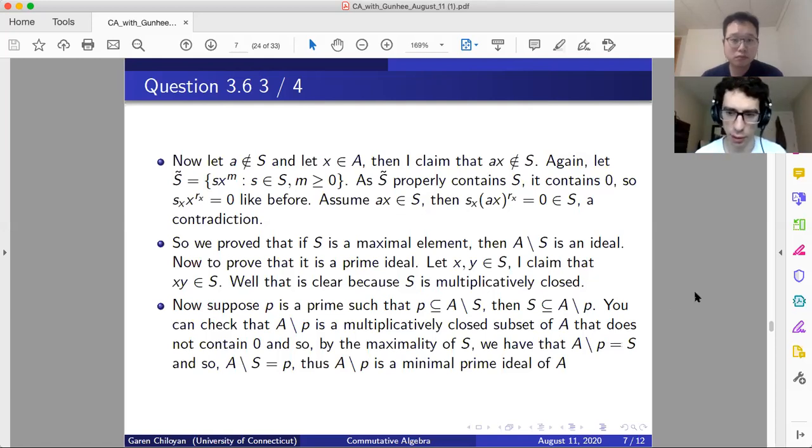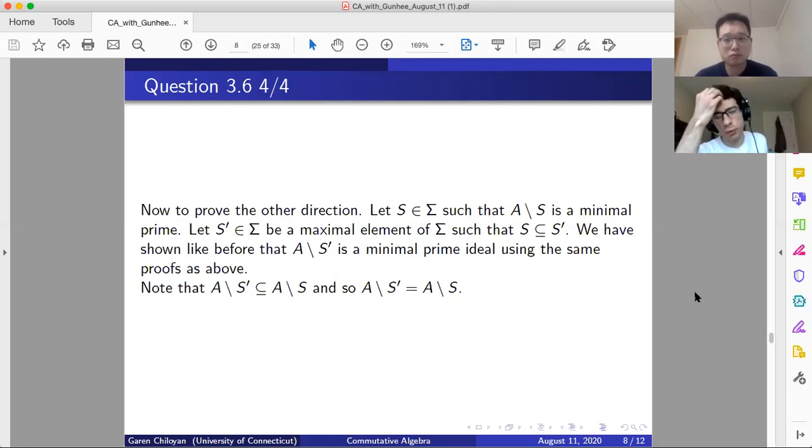The other direction is much quicker. So let's prove the other direction. Let's say S is some element of sigma. It doesn't have to be maximal, but I'm saying the complement in A is a minimal prime. I need to prove that S is maximal in sigma. So let's suppose sigma prime is the maximal element of sigma that contains S. So do everything we just did 10 minutes ago. And so that means that the complement of S prime is a minimal prime ideal.